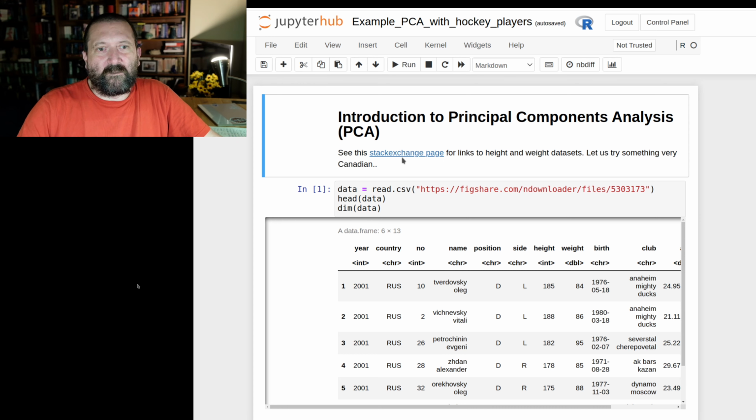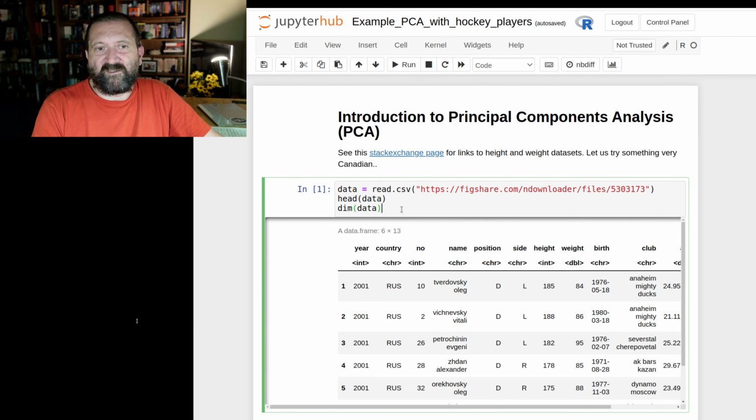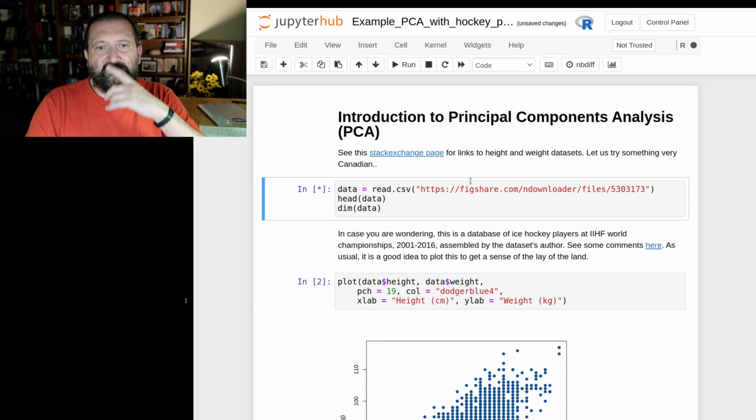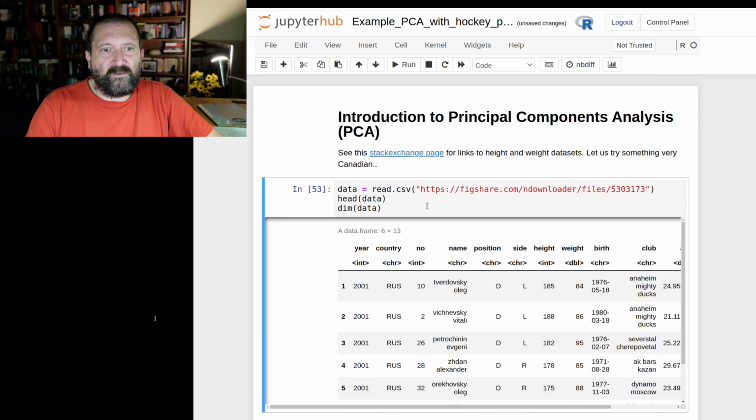So I'll remind you that there's a link here to a Stack Exchange page which has some data sets on weight and height, and this is one that I picked. So as always, you would get the data from the web, for instance. Unless I distribute a file, then it's best for you to actually download the file this way. You'll see it will take a little time for this to happen, but after a while, we get a data frame that has 13 columns.